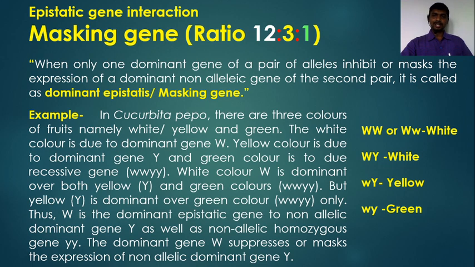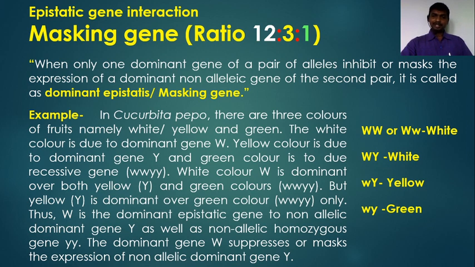So here there are two genes, W and Y. If the W is dominant, then the phenotypic expression is white. If the Y is dominant, then the phenotypic expression is yellow. If both are recessive, the phenotypic expression is green. But what happens when both genes occur together in an individual? If the W is dominant and Y is also dominant, then the phenotypic expression is white.